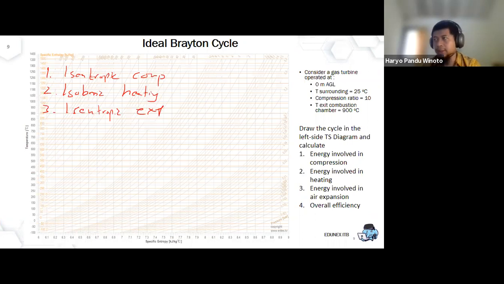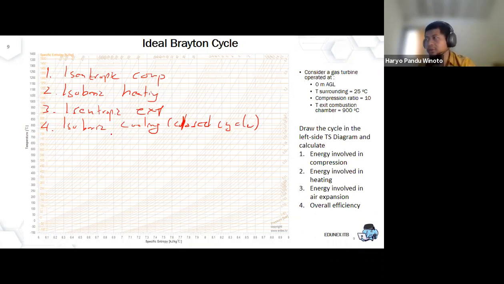When you read Professor Harris' book, only 3 are given. Even though the fourth should be called isobaric cooling, for the closed cycle. But in a real application, for the real application of the gas turbine, it rarely happens.